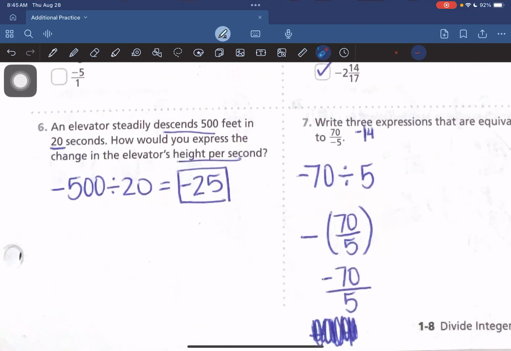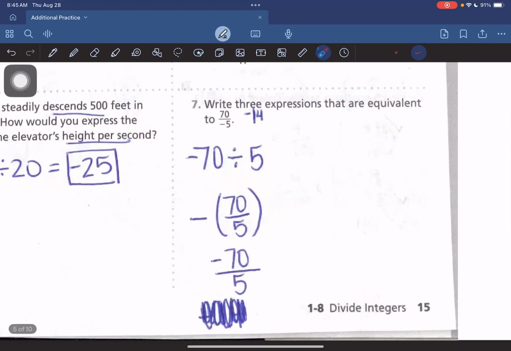Number 6, an elevator steadily descends 500 feet, descend being a negative word, in 20 seconds. How would you express the change in the elevator's height per second? This is so easy. We would just write negative 500 divided by 20 equals negative 25. It is decreasing 25 feet per second.